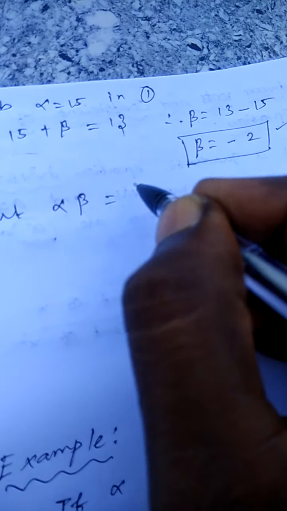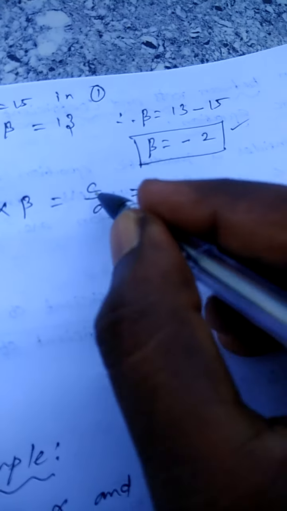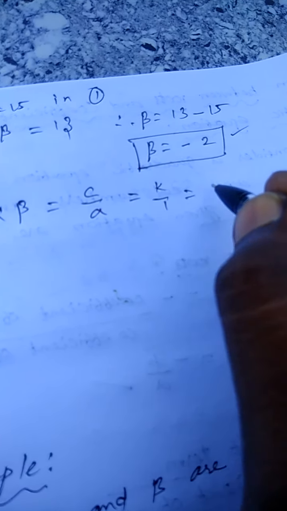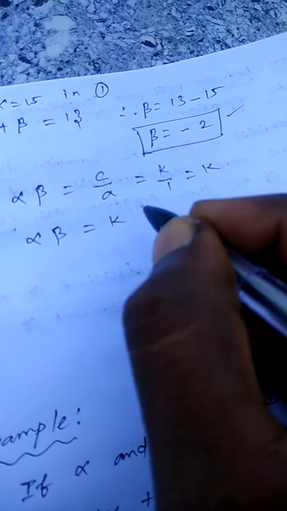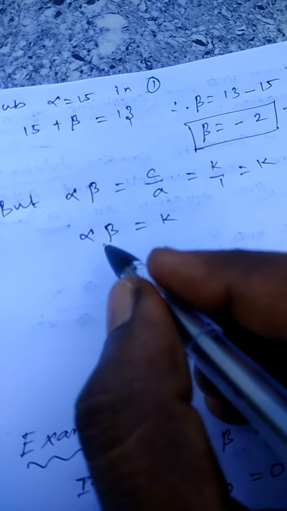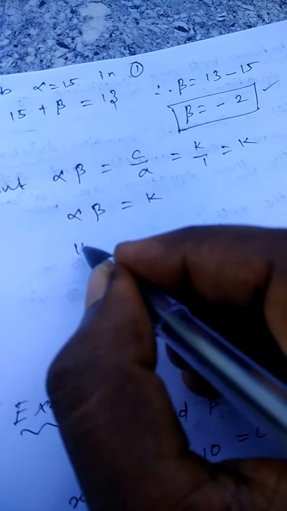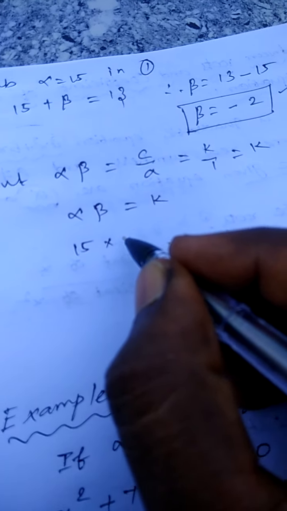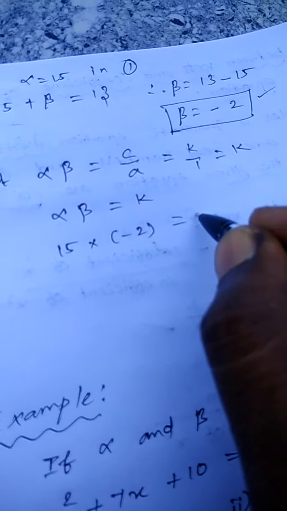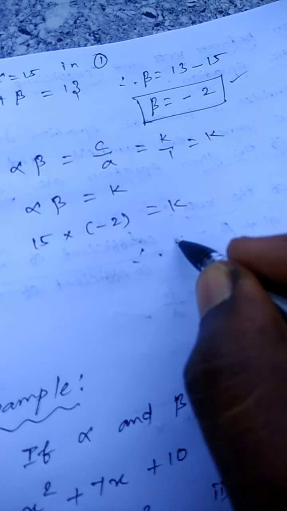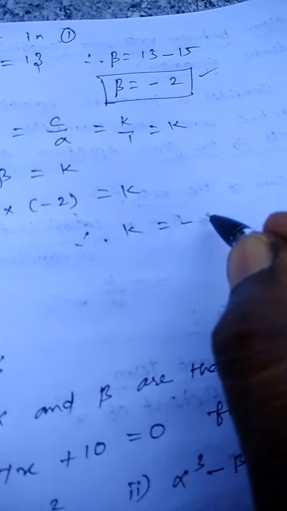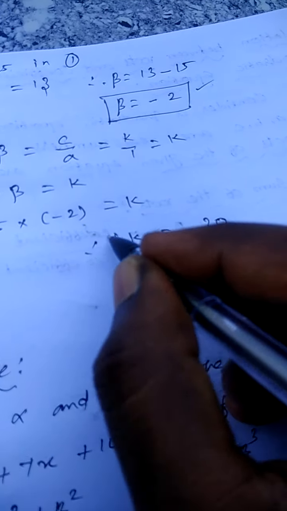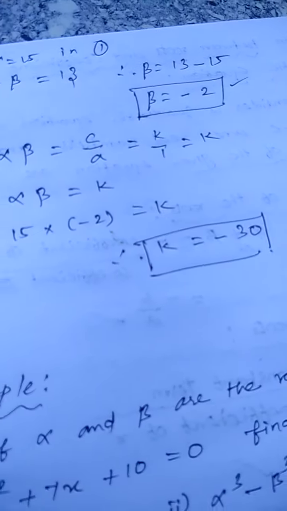But alpha into beta is equal to c by a. The constant term is k, so k by 1 is equal to k. So alpha beta is equal to k. Alpha is 15 and beta is minus 2, so 15 into minus 2 is equal to k. Therefore k is equal to minus 30. So that is the value of k.